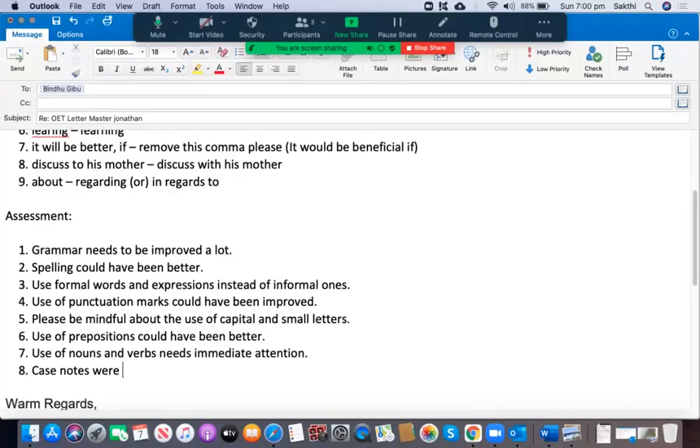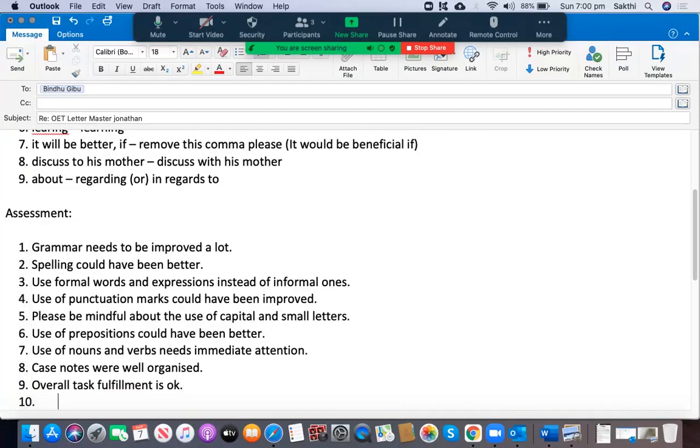Case notes were well organized. I'm happy with that. I can easily follow you, so that's good. And overall task fulfillment is okay. It's not that bad. What else? Connectivity is all right.